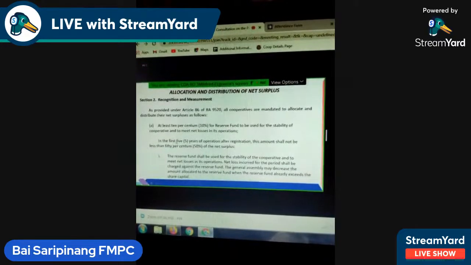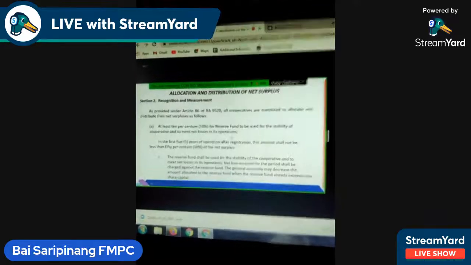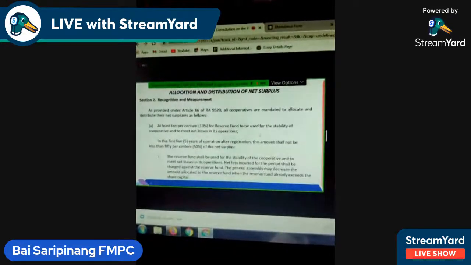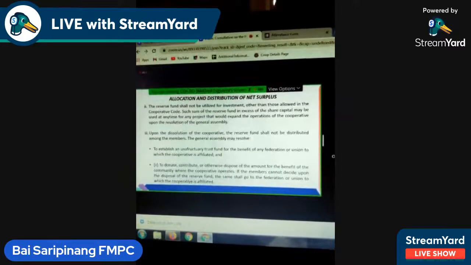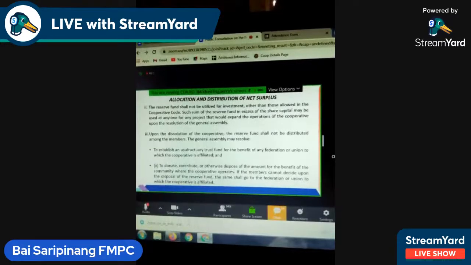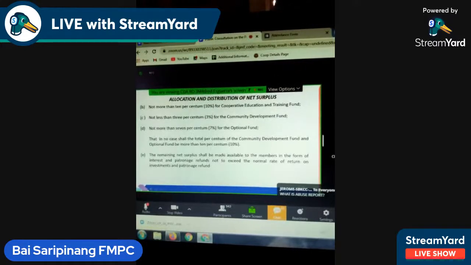Now, on its recognition and measurements is the same, I hope everybody is familiar on this, on the minimum and maximum allocation of the different statutory funds for the reserve fund, ganun pa rin. Then again, an emphasis for the first 5 years, kung bago ang inyong co-op, we still observe the first 5 years of allocating the reserve fund at 50%. Okay? While upon dissolution, ganun pa rin po ang ating regulation. Ano ba ang inyong mga options? Diyan pa rin. Dati pa rin po.